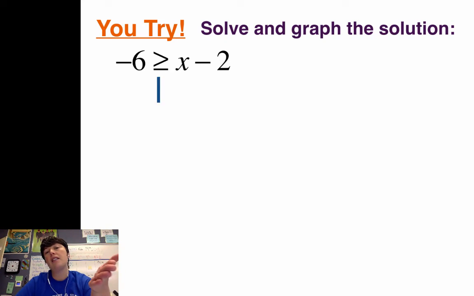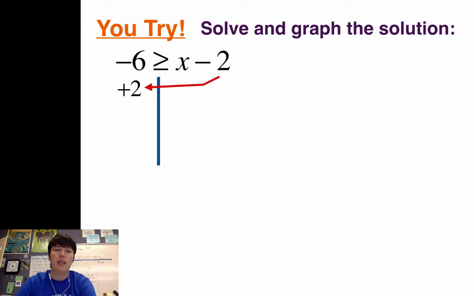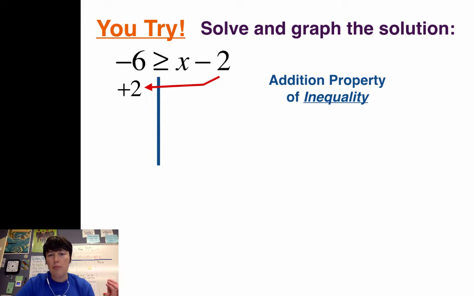You should have the line down the middle. We're trying to get x by itself this time. X is on the right instead of the left, but that's not a big deal. We'll just take that minus 2 and flip it over. It's going to be a positive 2 on the other side. Positive means we're adding the 2, so addition property of inequality. But that gets x all by itself, which is what we want.